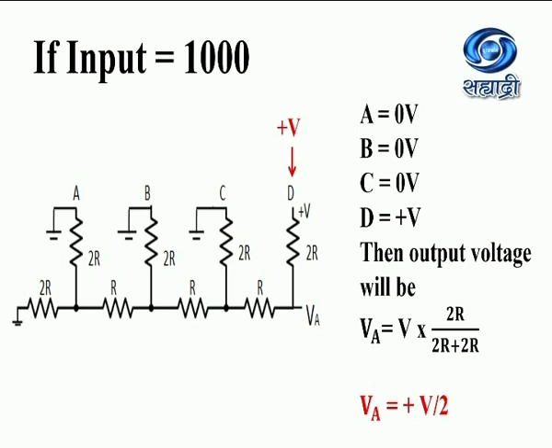Why? Because when we apply CBA voltage, there is no potential at this point. So we will get only 2R and R in the series, and if you apply potential divider formula for this network, then we will get VA as V by 2.